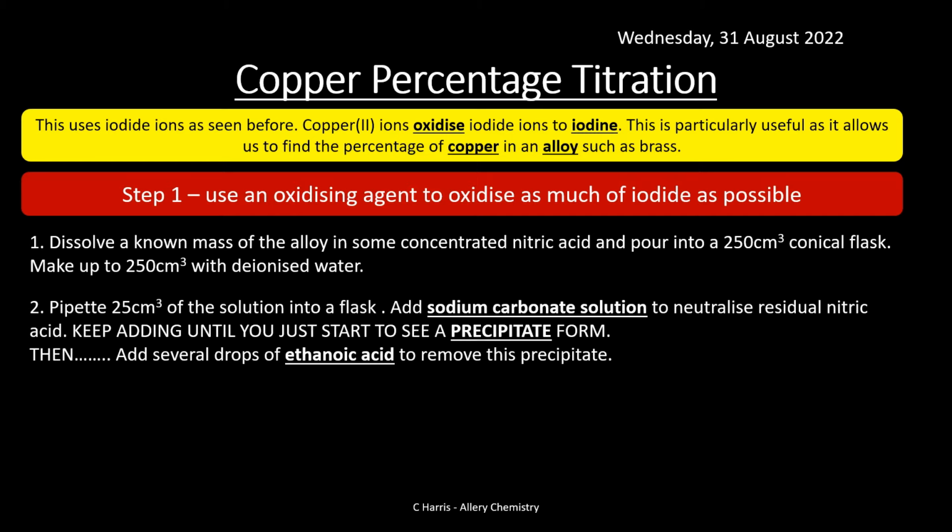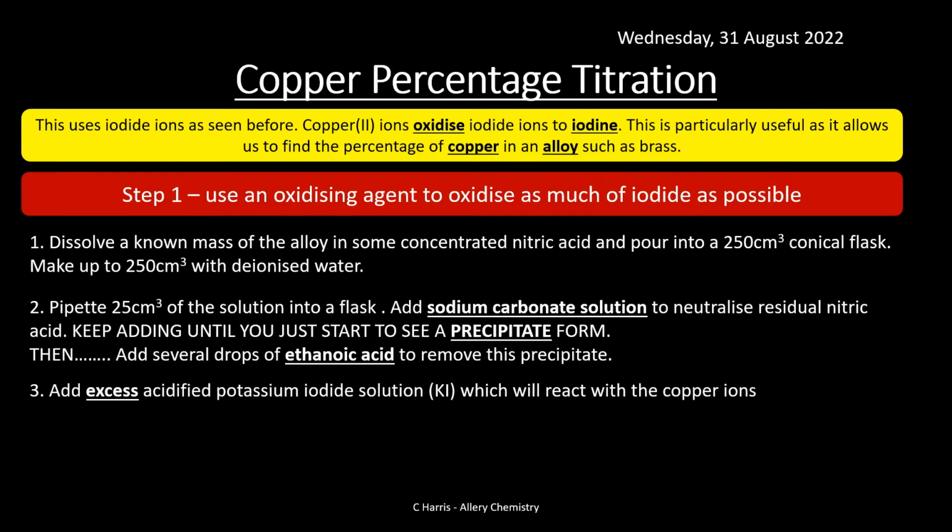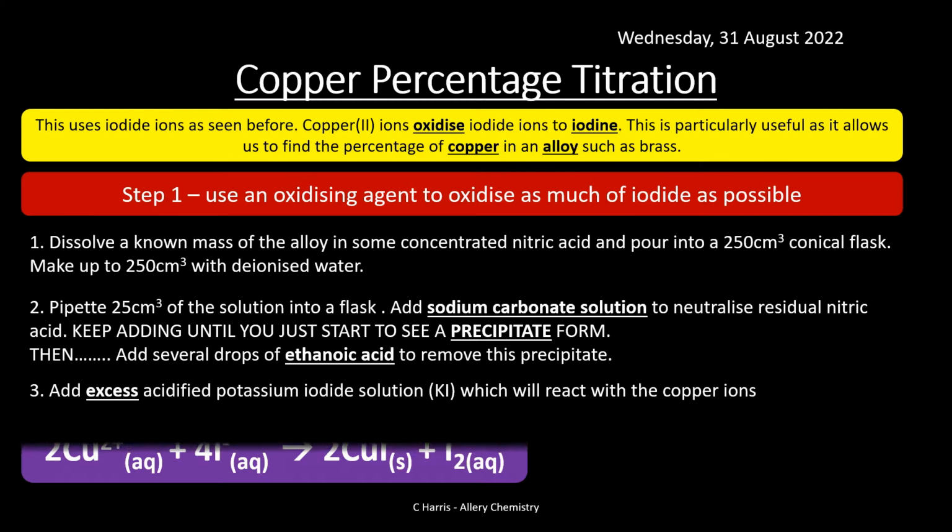We add some sodium carbonate solution to neutralize any of the nitric acid that we added initially, and we keep adding until we just start to see a precipitate form. We then add several drops of ethanoic acid to remove this precipitate, so we're just trying to clean it up a little bit. Then we add excess acidified potassium iodide solution, which will react with the copper ions that are in there.